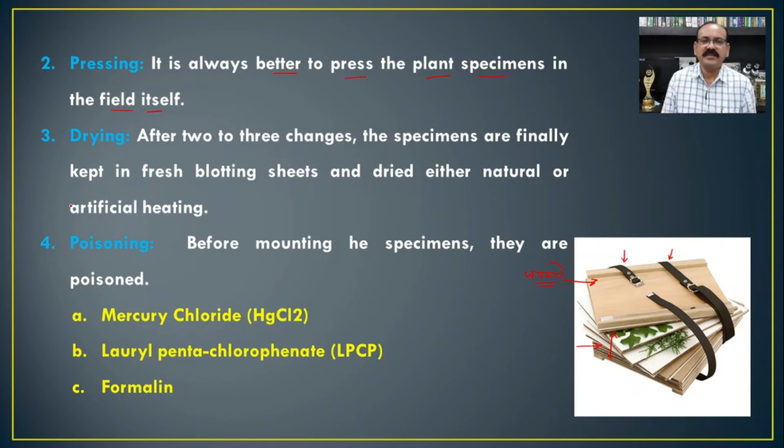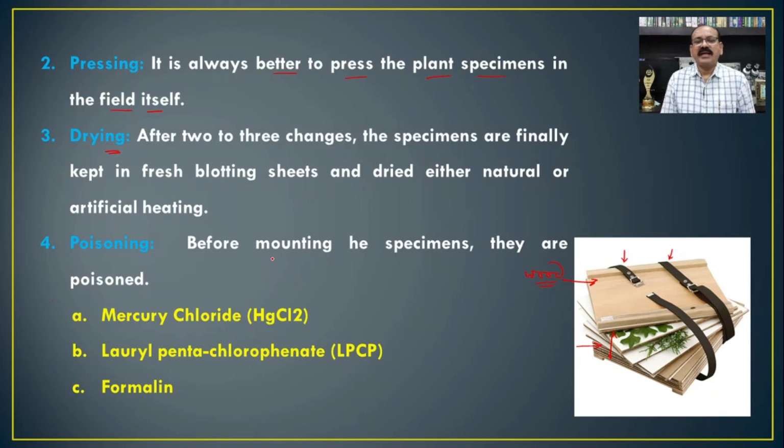But as earlier said, every time it is not possible to press the plants in the field, and in such cases we have to store these plants for some time in the vasculum or polythene bags, and later on, after the collection during the whole day, we can press them in the evening also. Then when we are pressing these plants, we have to keep the plant inside the blotting papers or the newspaper, and tie it with the help of the available belt in the plant press.